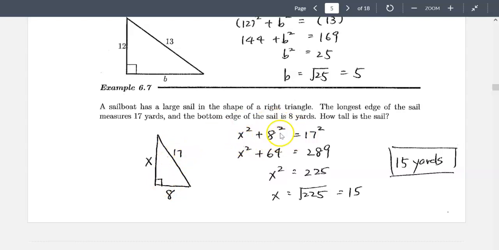The other two don't matter, as long as we square and add them up. So x squared plus 64 equals 289. Minus 64 on both sides, we get 225. When you take the square root, you get 15. So how tall is this? The height of the sail is 15 yards.